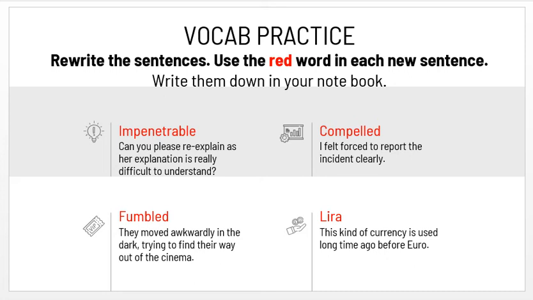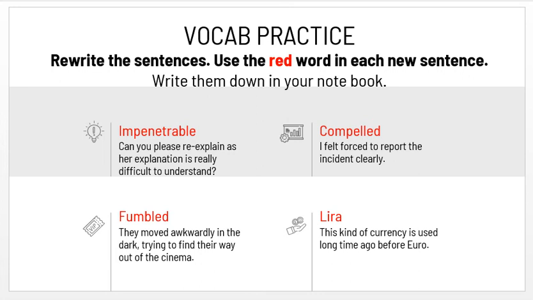For example, the first word you have impenetrable, and you have the sentence: Can you please re-explain, as her explanations is really difficult to understand. What you have to do is that you can find the words or phrases that have the same or similar meaning as impenetrable. So in your notebook, what you have to write is, can you please re-explain, as her explanations is really impenetrable. Do you guys understand what you have to do? I'm sure yes. Now let's continue.